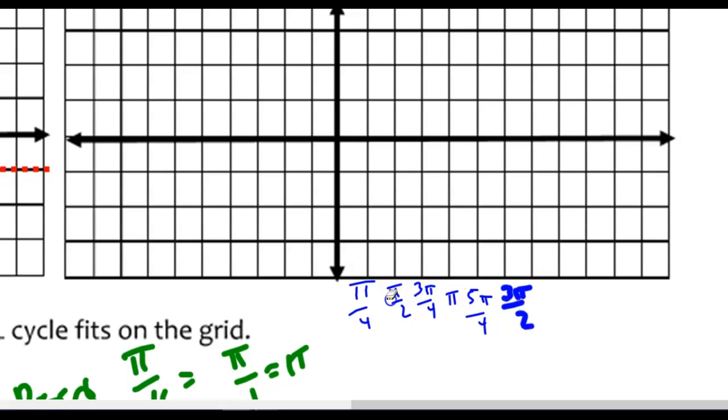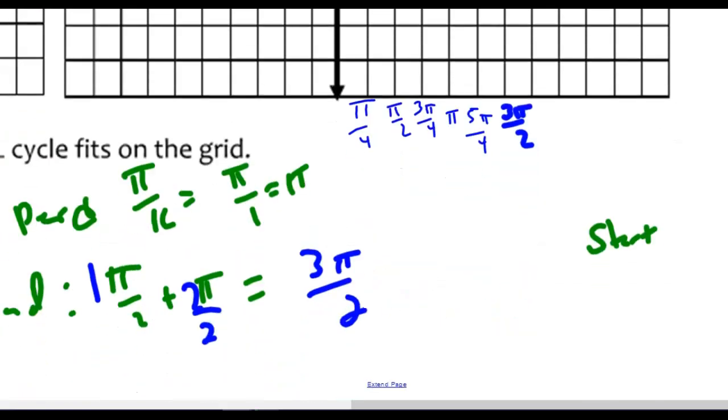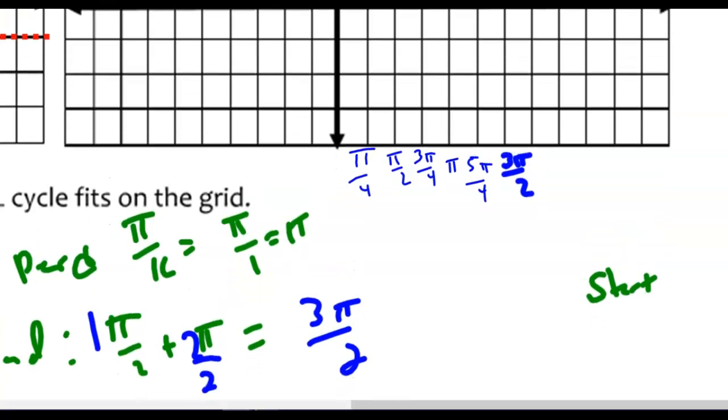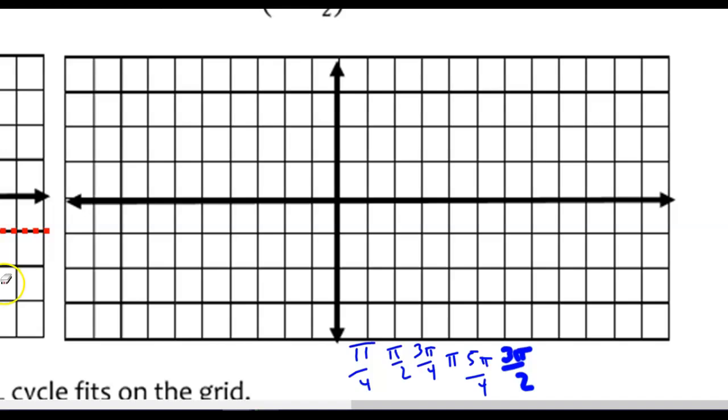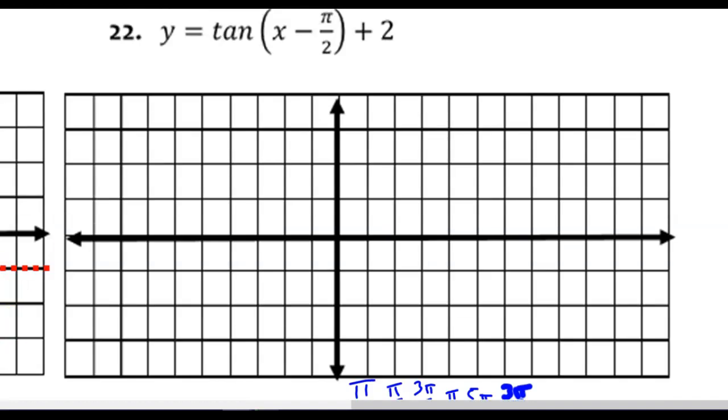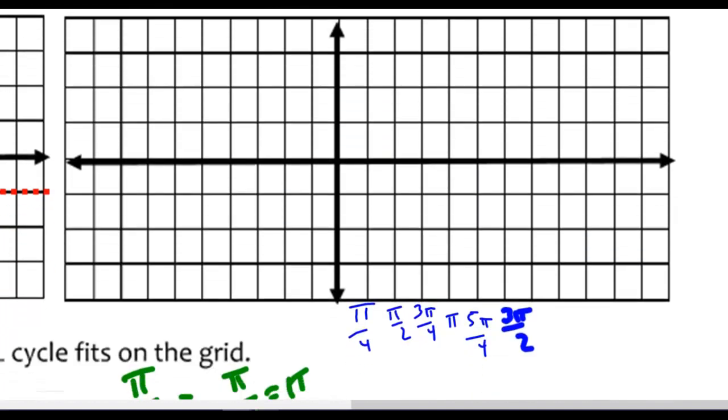Alright, so remember now, we just did the math on it. Pi over 2 is where I start, 3 pi over 2 is where I end. So what that tells me is we're going to have a point there at the ending, a point here at the beginning, and then everything outside of that will be asymptotes.